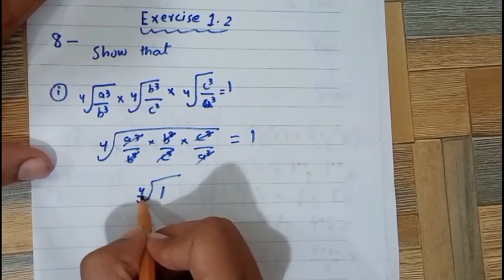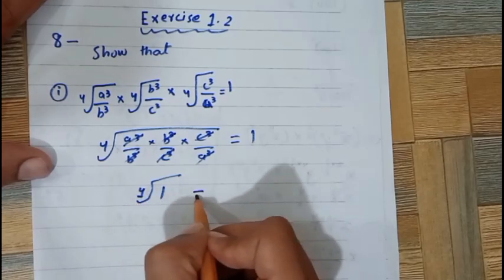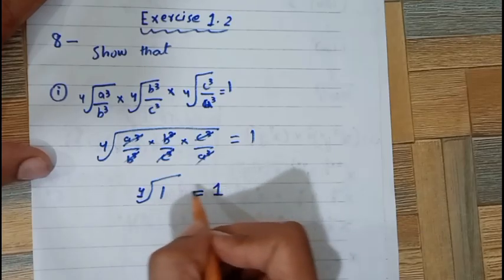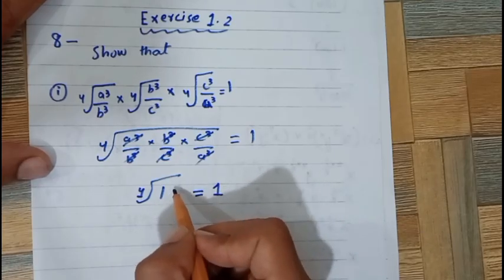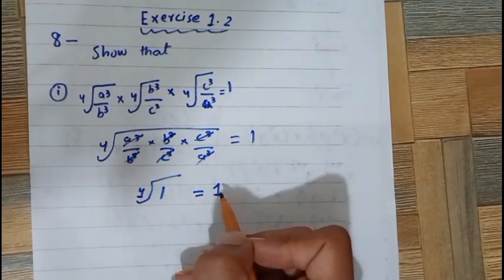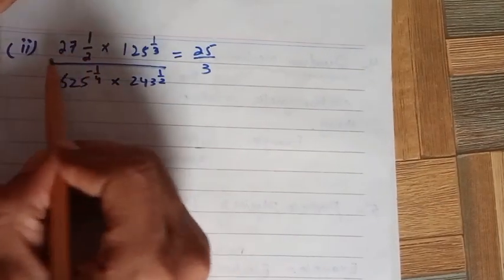It does not matter what is in the exponent, whether that is 10 or 100, it will be equal to 1. If 1 is inside the root, it means the result is equal to 1. Let's come towards part 2 of question number 8.